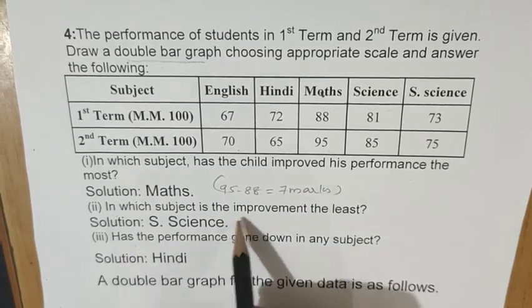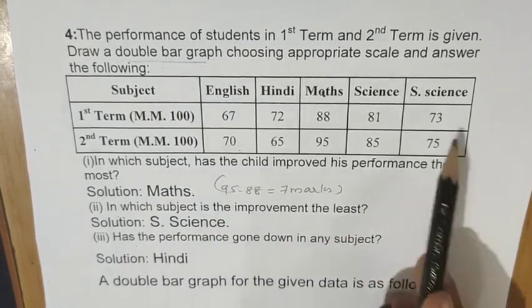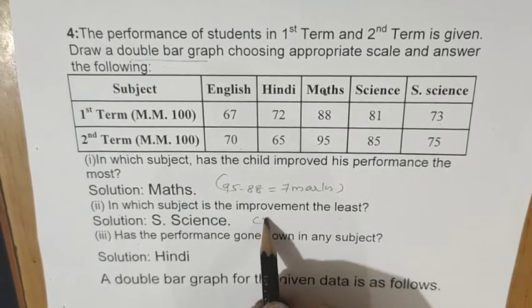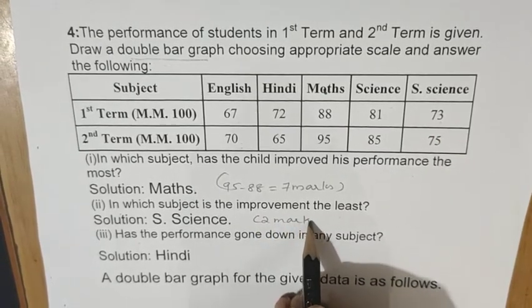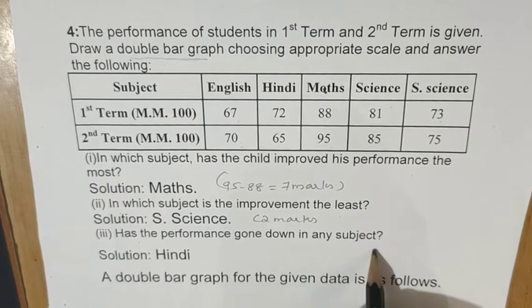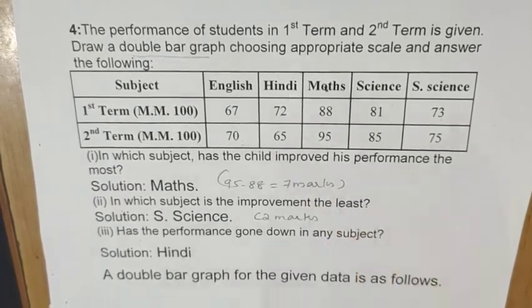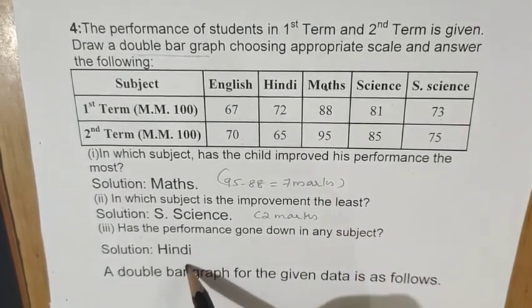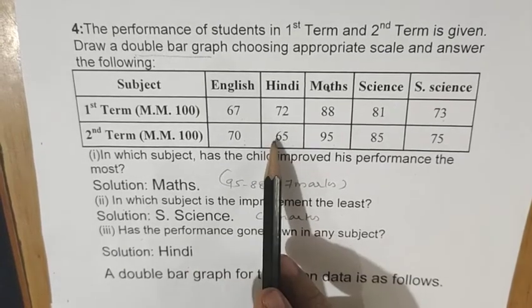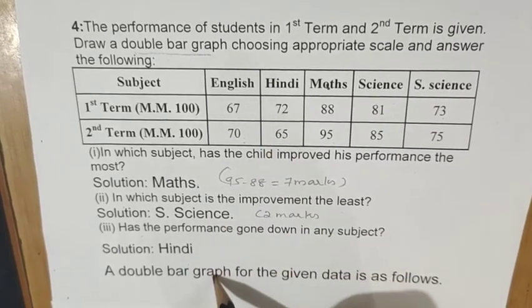Like that. In which subject is the improvement least? Because only 2 marks, Social Science, right? Now, has the performance gone down in any subject, where it has decreased? In Hindi. So we have to write Hindi also, right? So by seeing the table itself, you can answer the questions.